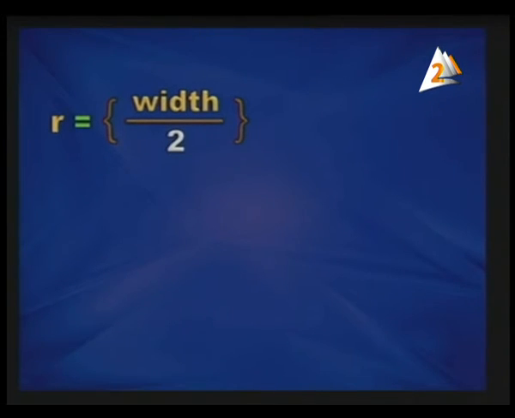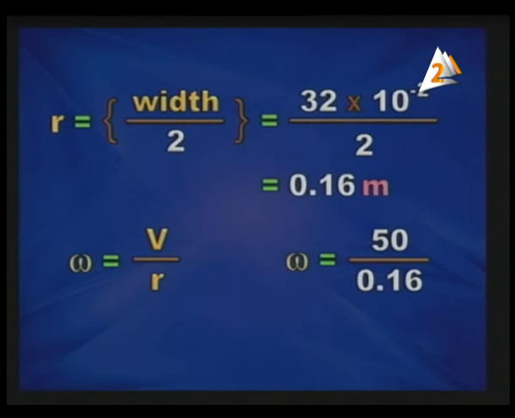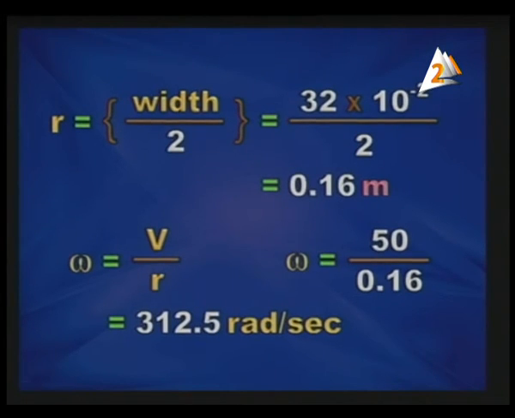First of all, we need to calculate angular velocity. In the problem, linear velocity is given. So first of all, we need to obtain angular velocity. But there is something important. Radius is equal to width over 2. So it is 32 times 10 power negative 2 over 2. It is 0.16 meter. And relation between angular and linear, angular equals linear over the radius, so angular equals 50 over 0.16. It is 312.5 rad per second.